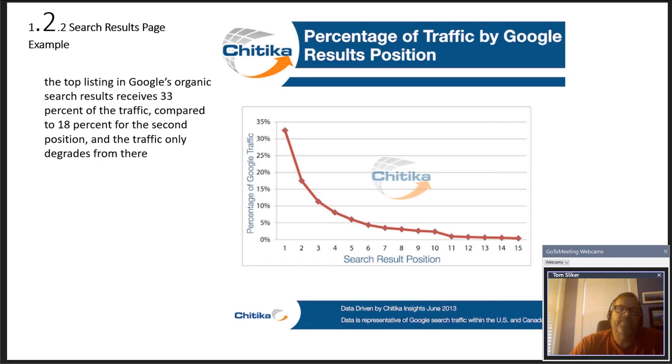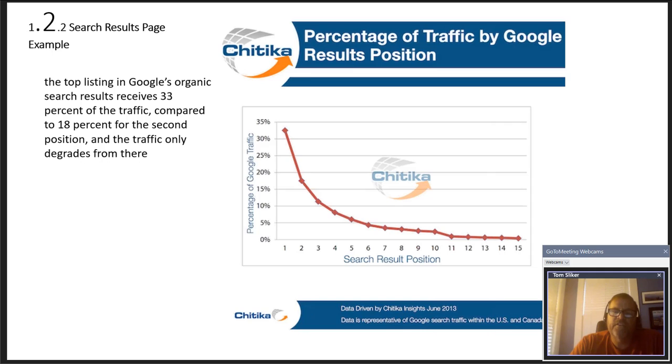A couple of interesting things about search. So when people search, 33% of the people click on the first organic result. Okay, so there's a lot of benefit to being number one. Number two is about 18%. Number three is almost to 10%. So you're looking at a pretty steep decline there. So you definitely want to be in those top three if you can.